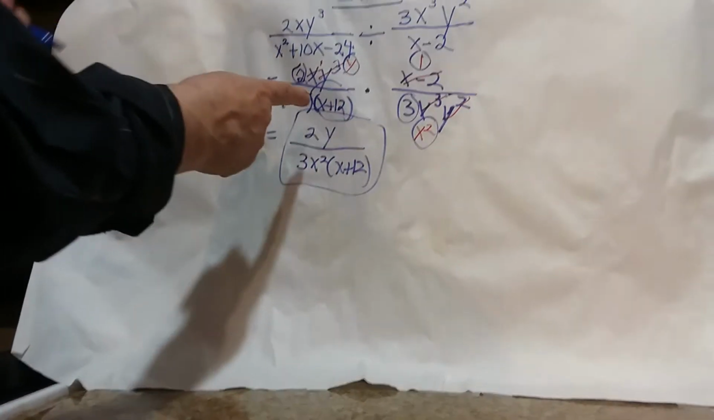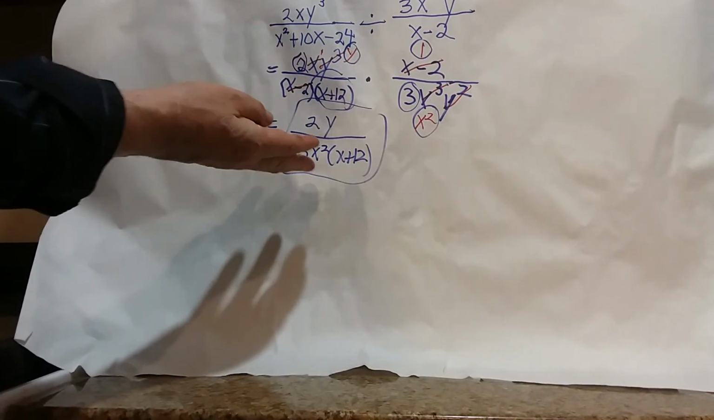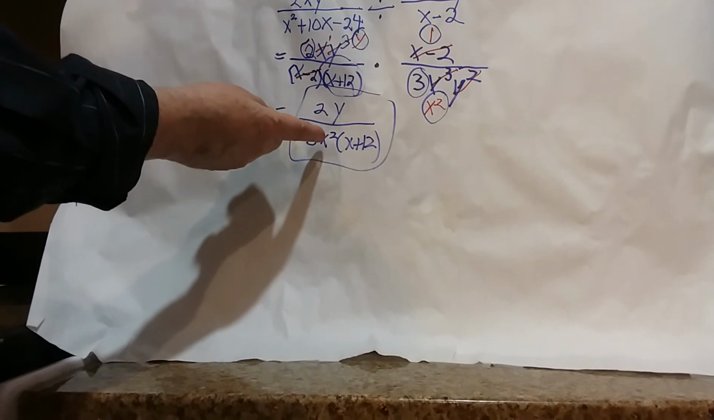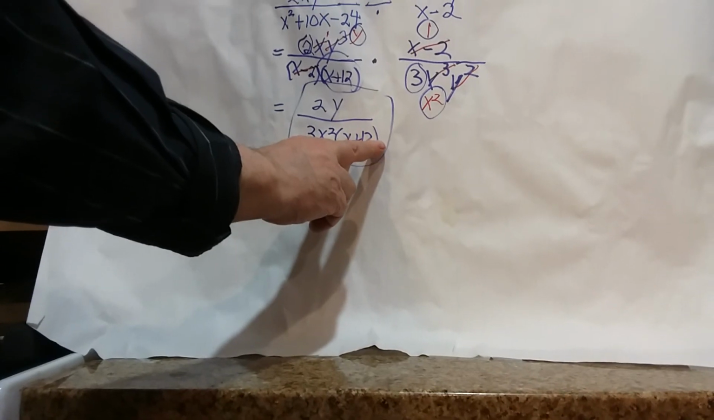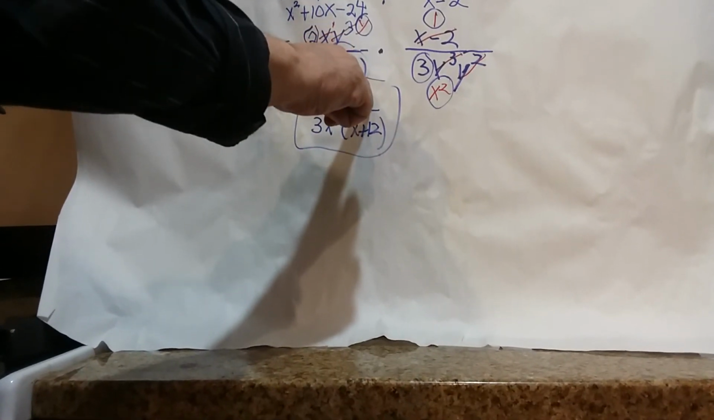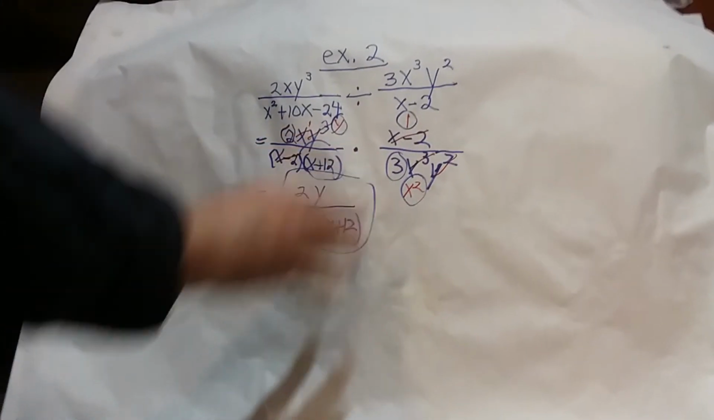Now, you should also check to cancel up and down, but in this case you can't. A y and an x are not the same. Those monomials are left alone, and there's a binomial x plus 12. Can't cancel unless you had another x plus 12 in parentheses, which you don't. So we're done.